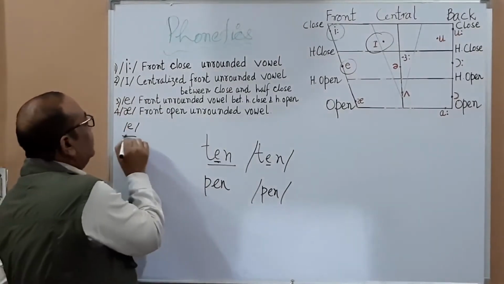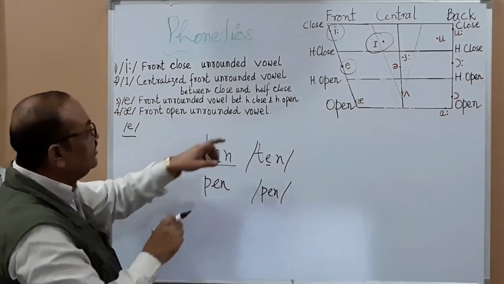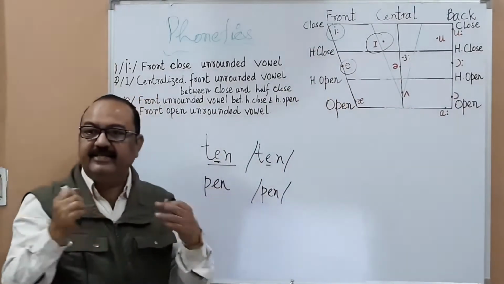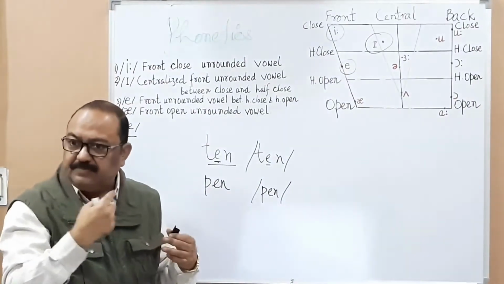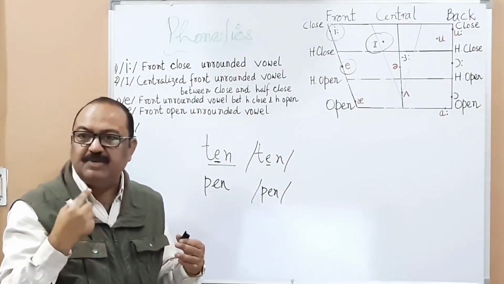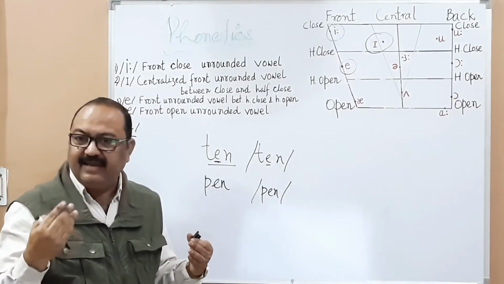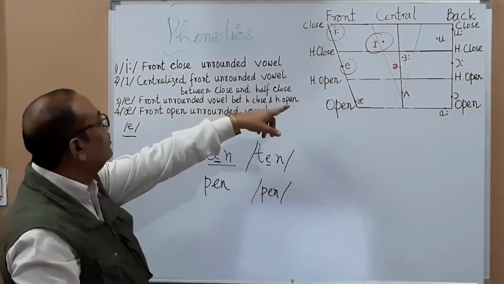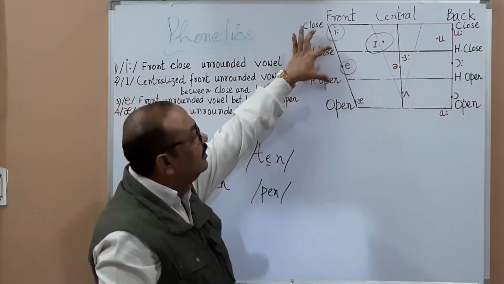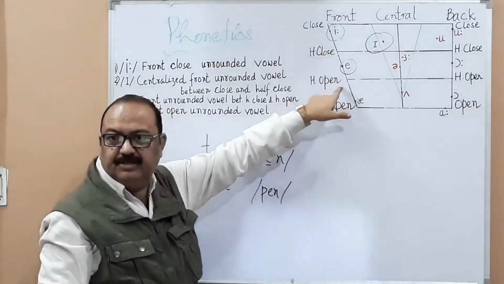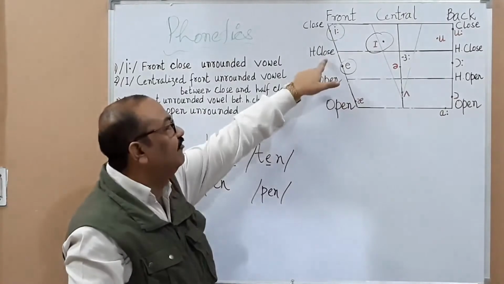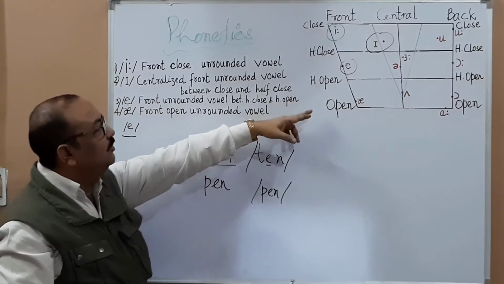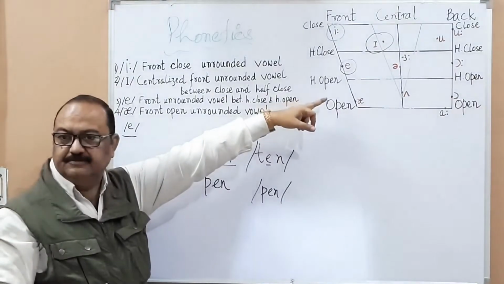So this is the symbol that we are talking about. This is front, unrounded. Why? Because your lips are not rounded. When you say pen, you don't round your lips. So it is a front, unrounded vowel between half closed and half open. Where does it figure? Between half closed and half open.